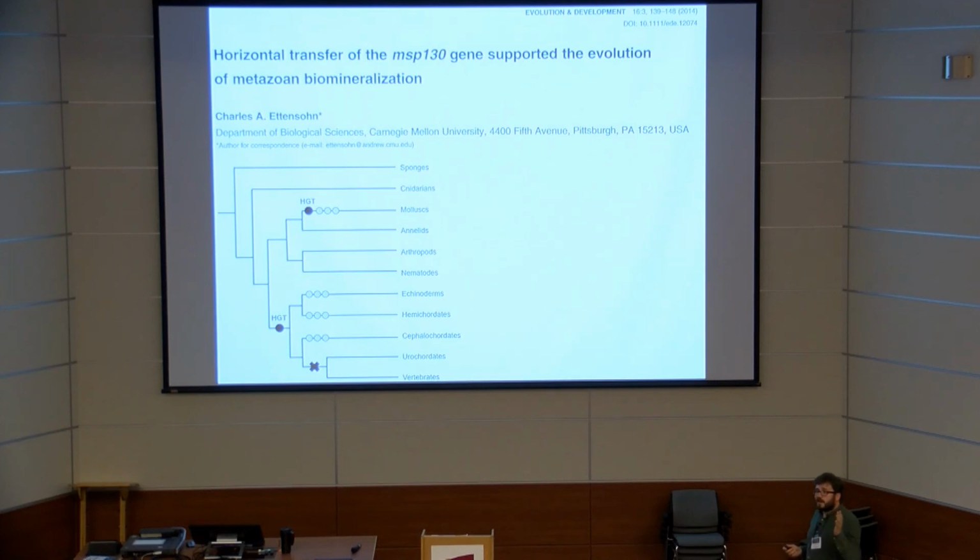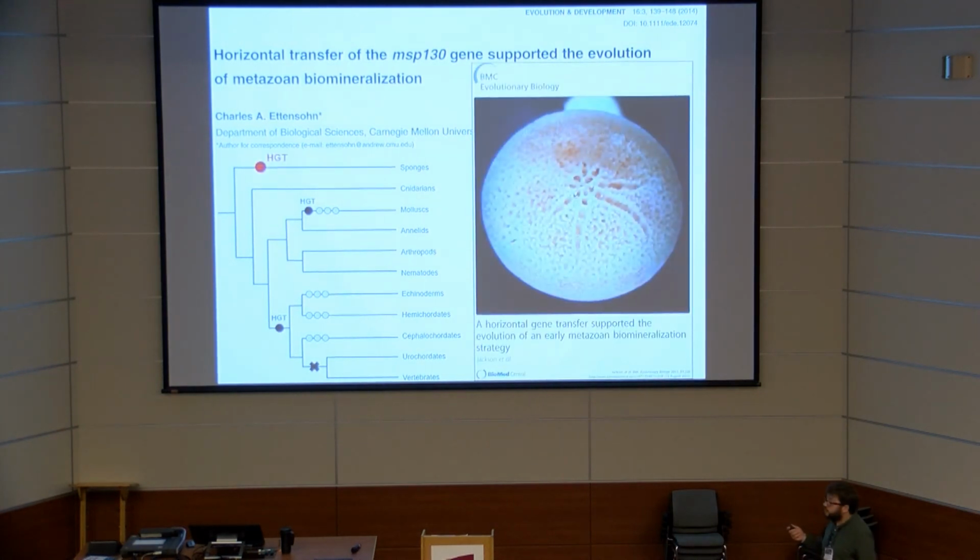And just one final twist in the tail. There's also evidence to suggest that horizontal gene transfer has played a role in the co-opting of these genes in a range of different bilaterians, and also increasing evidence in sponges as well.